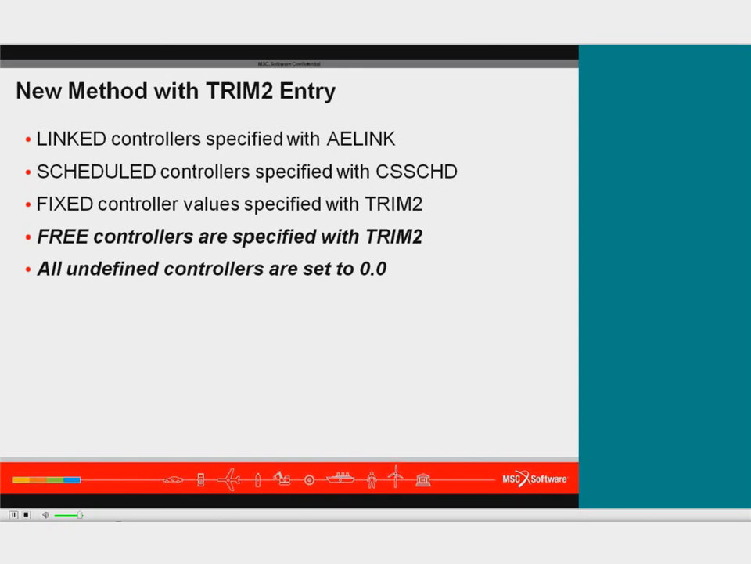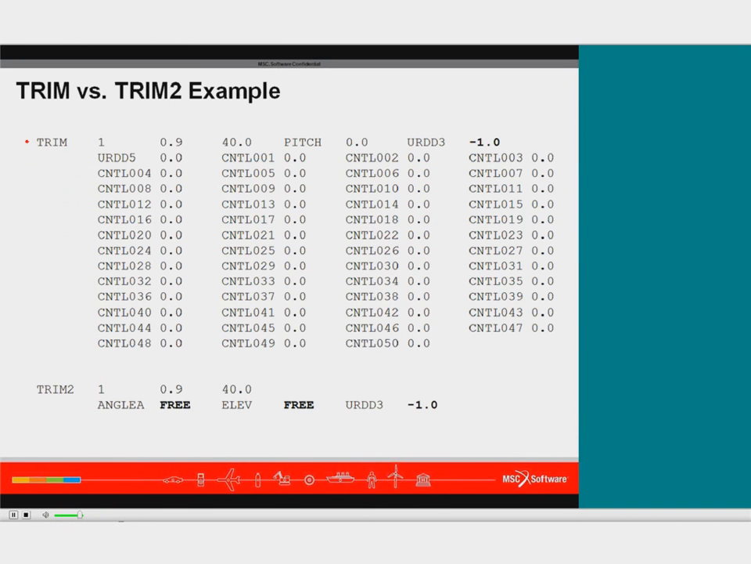So with the change, the first two are the same. We still have the AELINK and the scheduled, and the fixed controllers are still specified with the trim too, but now the free controllers are also specified. We say these controllers are free, available for trimming, and then everything else that's not specified is assumed to be 0. So we'll see the rationale for that on this next chart.